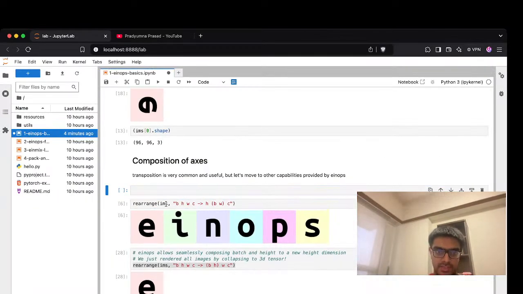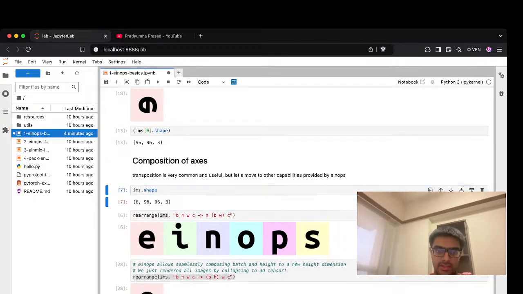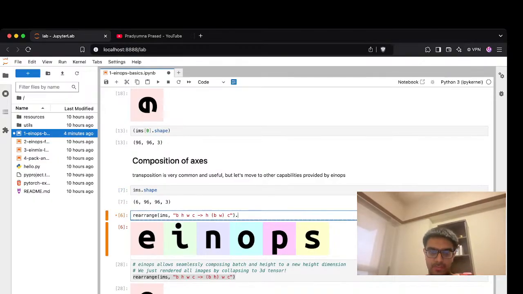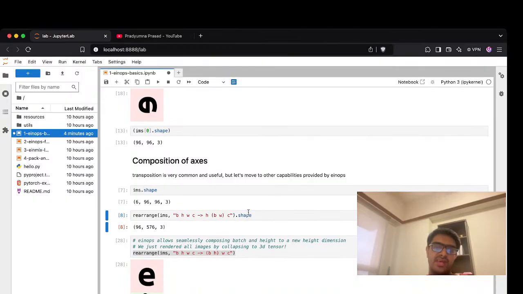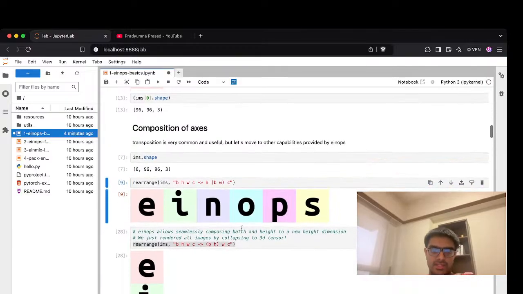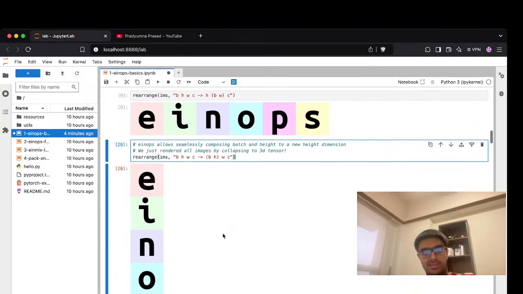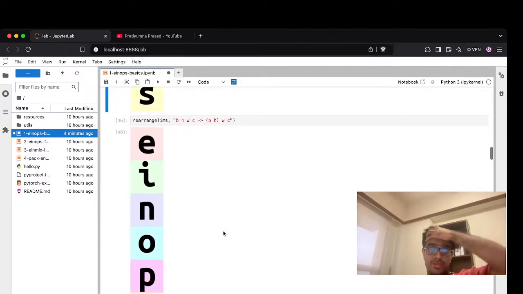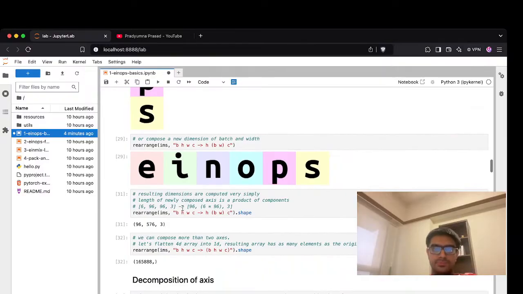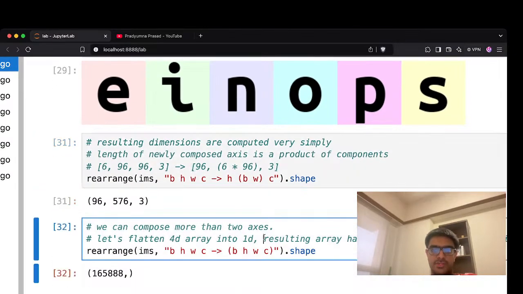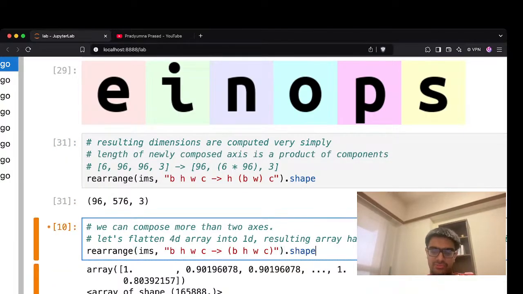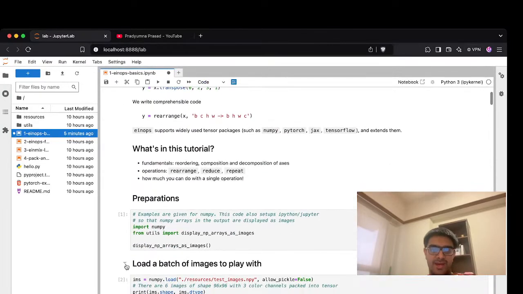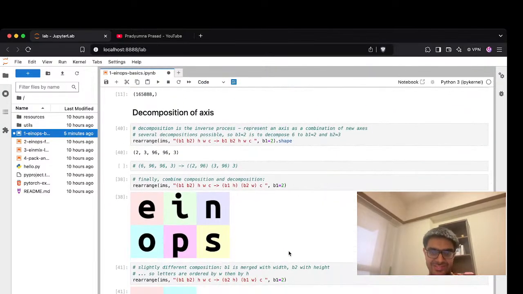If we just do ims.shape, the original is 6 by 96 by 96 by 3, and now this shape becomes 96 by 576 by 3. That's because we multiplied this 6 by this 96. The same thing is happening here, but we're doing it by the height. It's not an easy concept to grasp. And if you see this, it just means nothing, it's just an array. My very nice display numpy images doesn't work. So that's what's happening here.